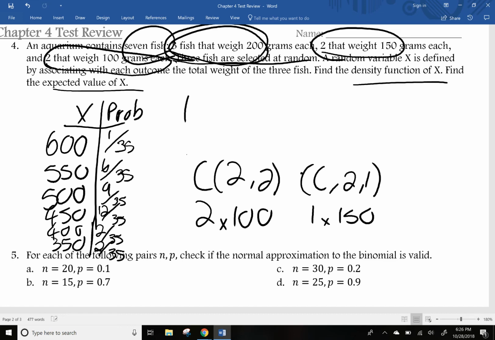So 1 plus 6 is 7. 7 plus 9 is 16. 16 plus 12 is 28. 28 plus 4 is 32. I must have missed one. Did I miss one?